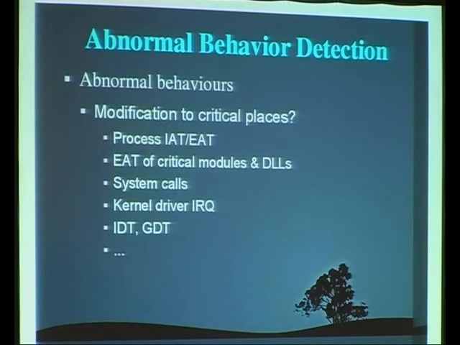For example, normally the system call address should point to one kernel module inside Windows. And when you check the system call, if you see one system call pointing somewhere else, not into that kernel module, you can report it, right? Because that's abnormal. And you can do the same detection on other things like IDT, GDT, import address table, export address table, and many other things.